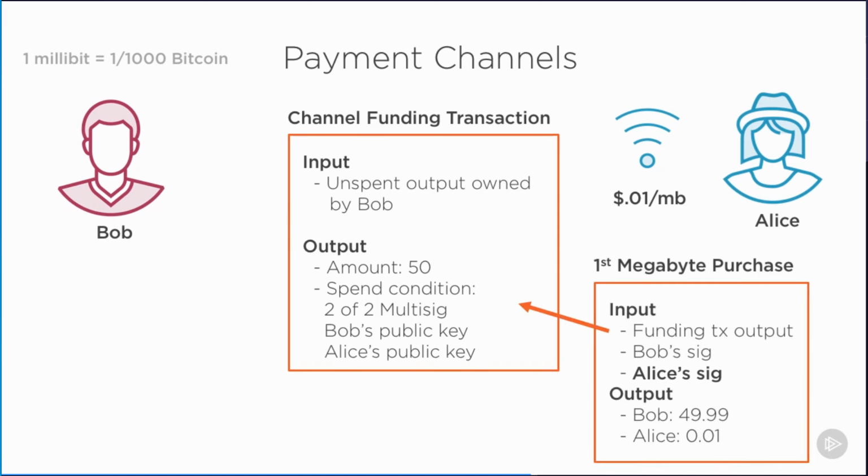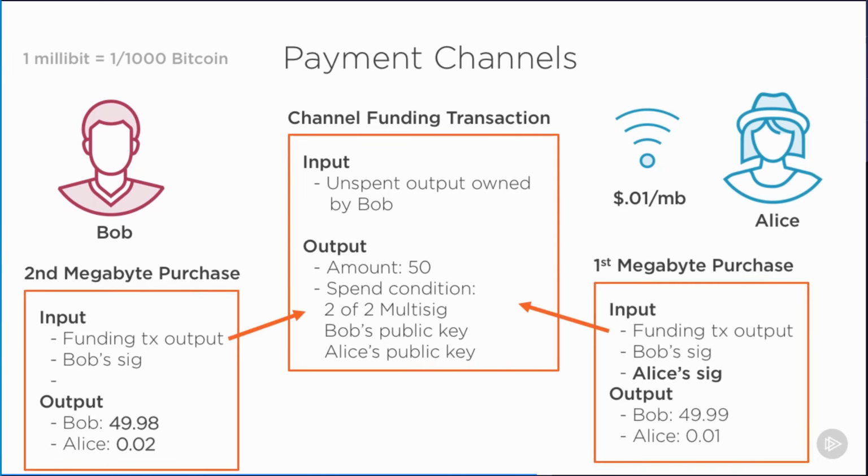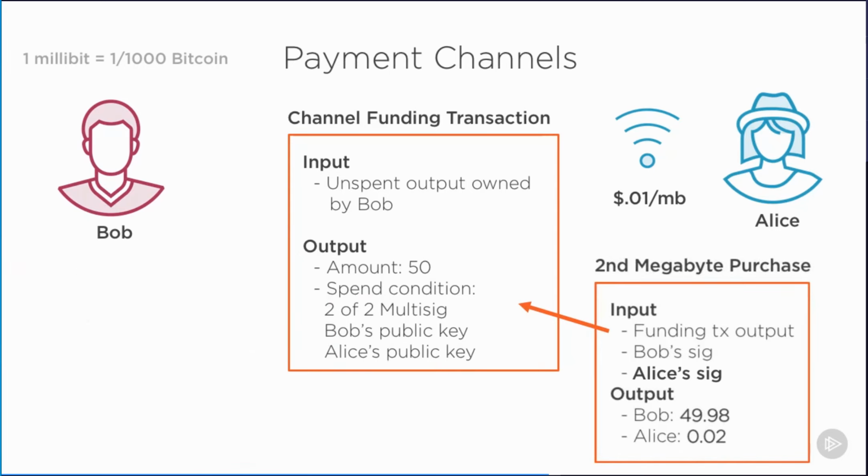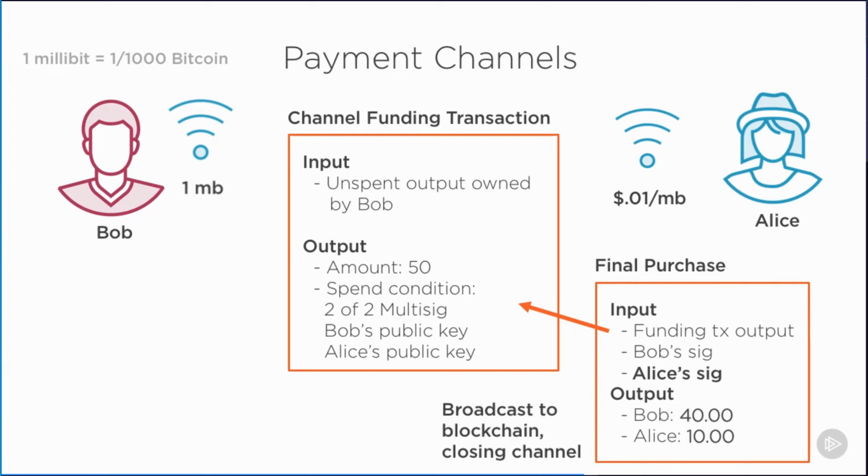When he wants to buy a second megabyte, he creates another transaction sourcing the same funding transaction, this time sending 0.02 millibits to Alice and 49.98 back to himself. This transaction replaces the first because it is spending the same output. This pattern continues until Bob tells Alice he's done, and then she broadcasts the final transaction, say for 40 millibits back to Bob and 10 to her.